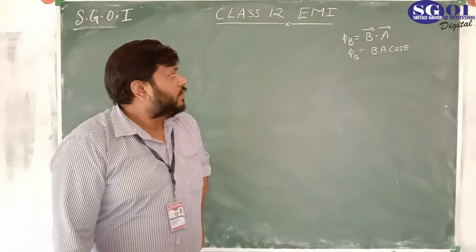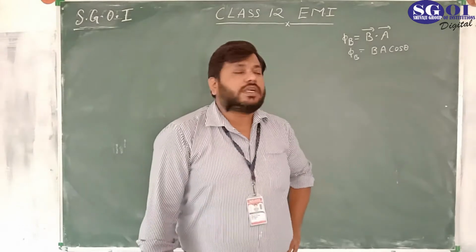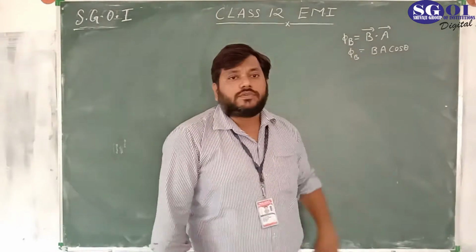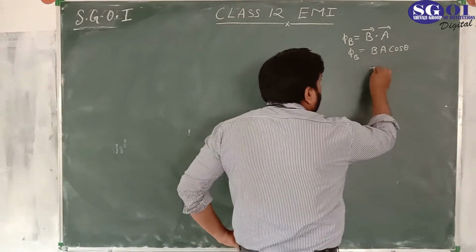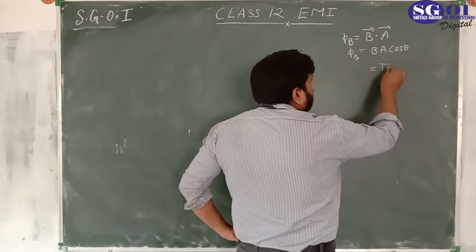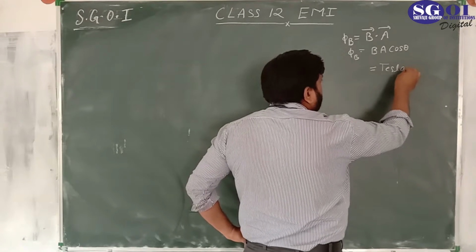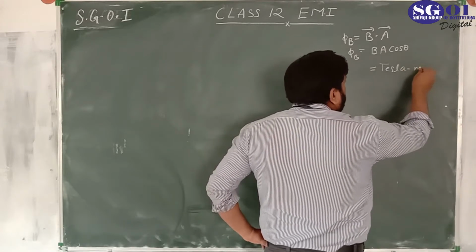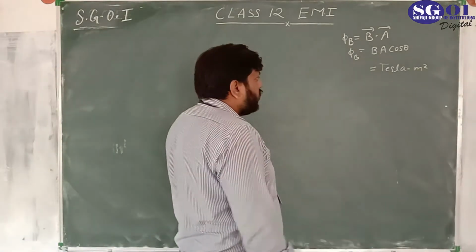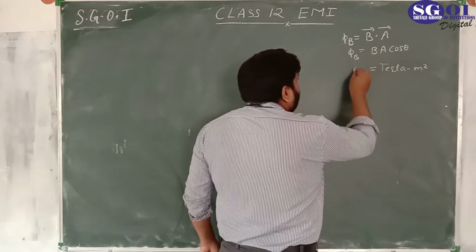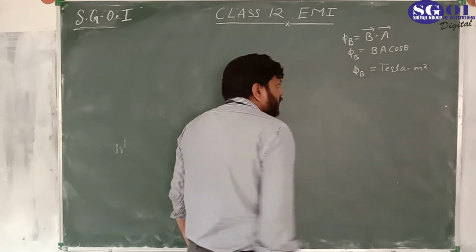And students, we have found out the dimension and unit of phi B in terms of B and A, because the unit of B is Tesla and the unit of area is meter square. So we can say phi B is Tesla meter square.